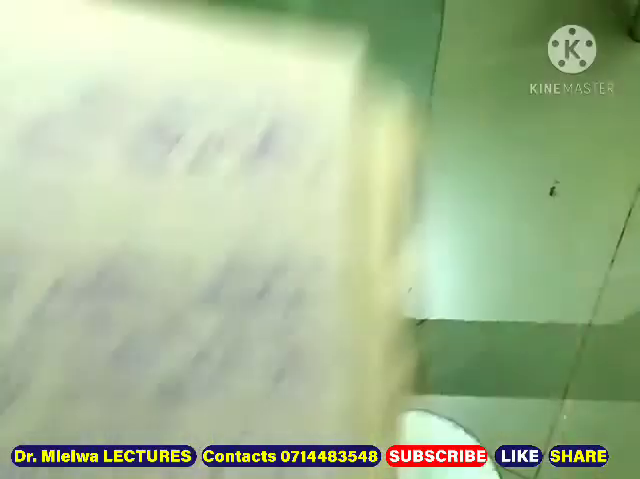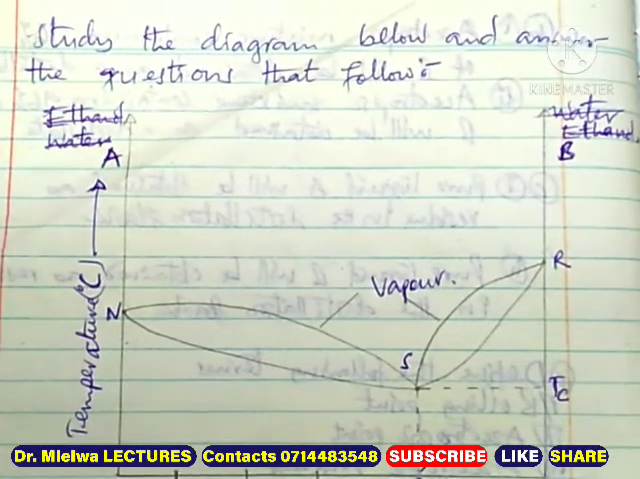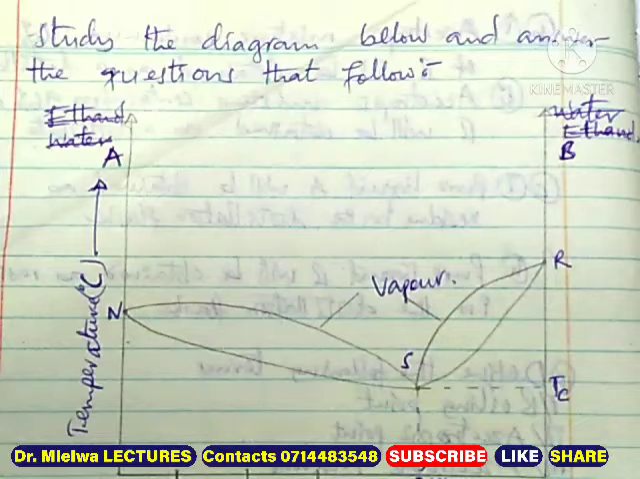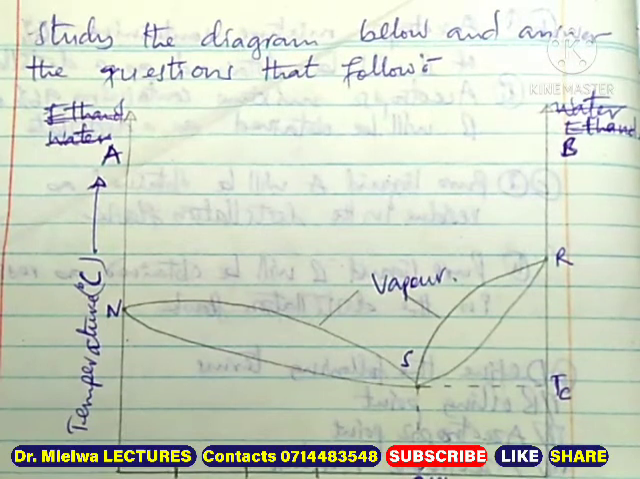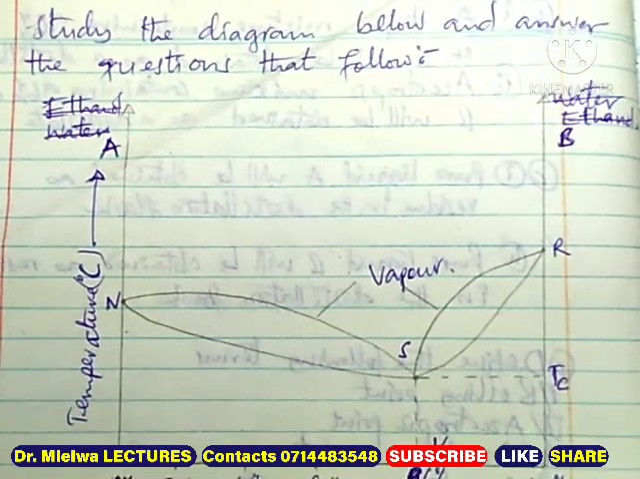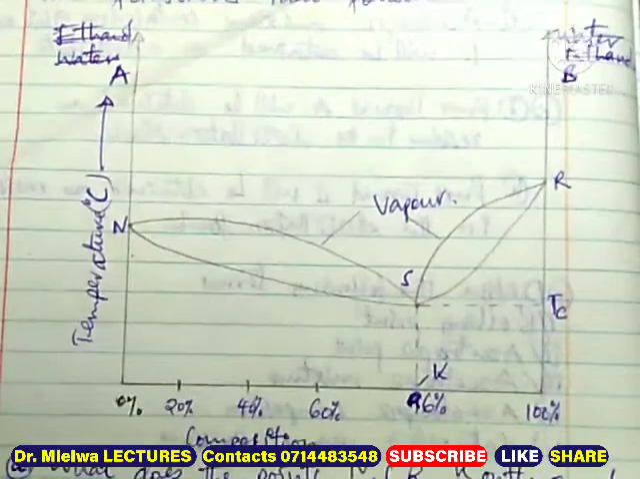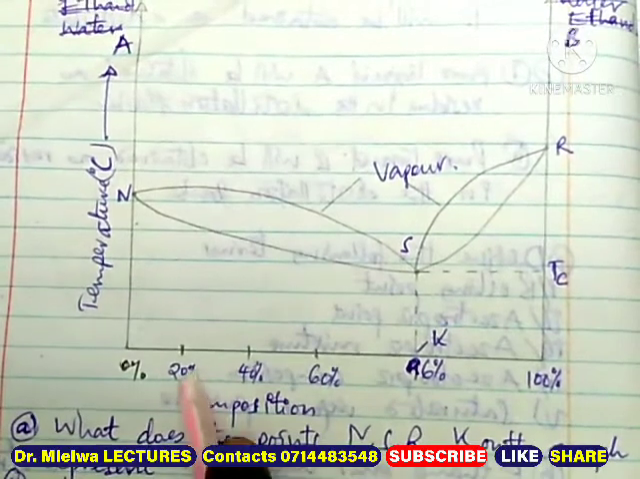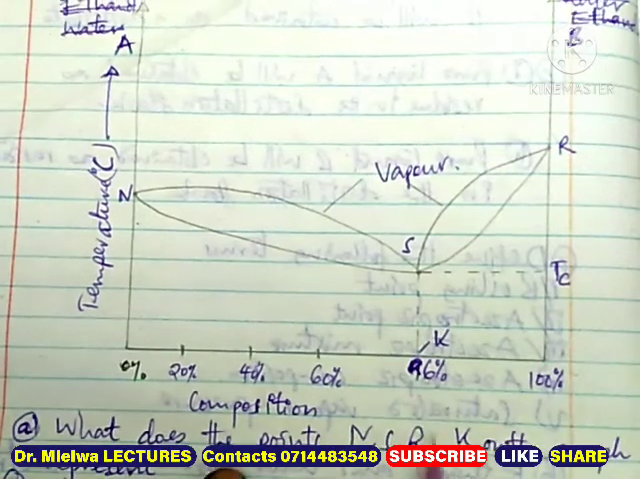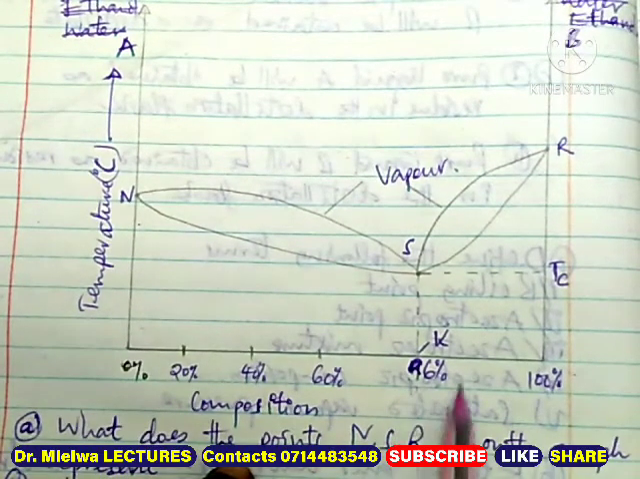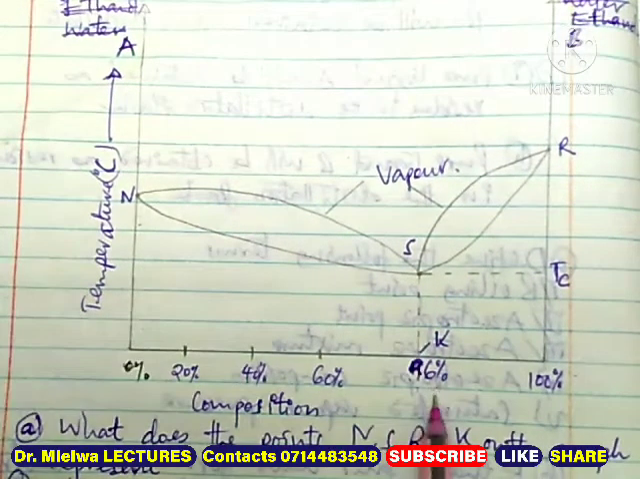That is just an explanation of the example we had. So for example, let's see how the question is asked. Study the diagram below and answer the questions that follow. In this diagram, we have liquid A and liquid B, and then we have a percentage composition here, 0, 20%, 40, 60, 96 and 100. So 96% is what we call the isotropic composition. This is because this is where the isotropic mixture is formed, at 96%.